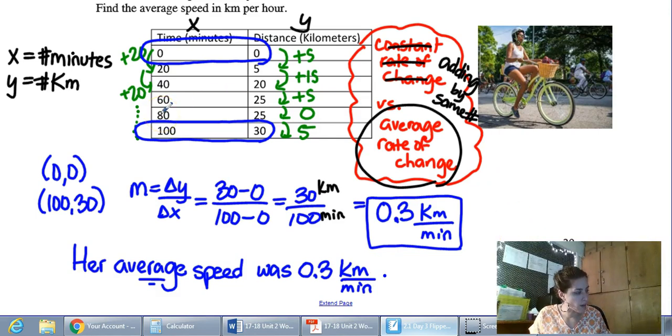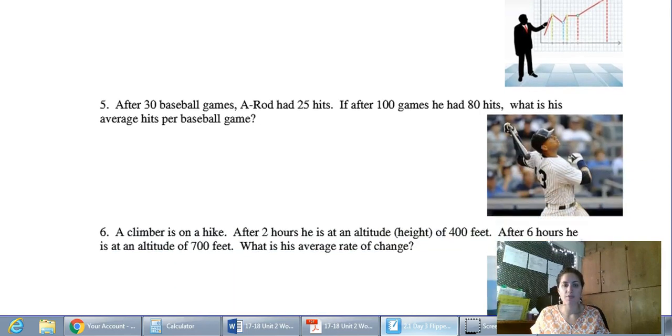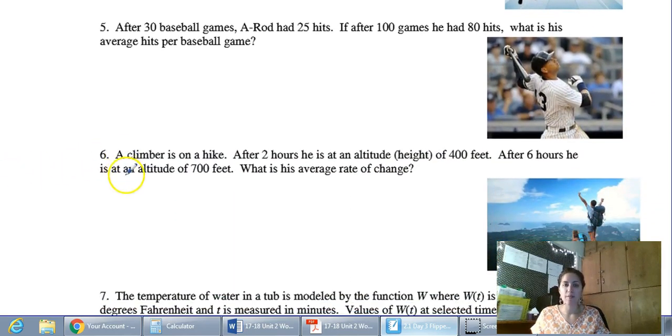Let's go look at one more for the notes, number 5, and I'm going to challenge you to press pause and work through the steps by yourself. So number 5 says, after 30 baseball games, A-Rod had 25 hits. After 100 games, he had 80 hits. What is his average hits per baseball game?